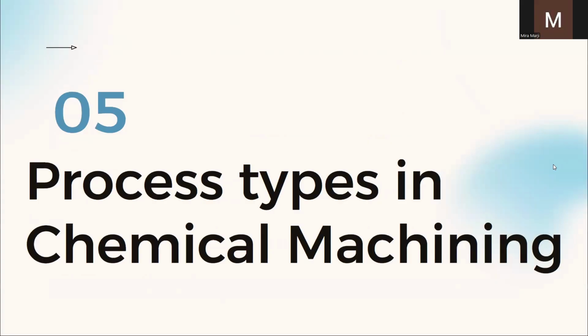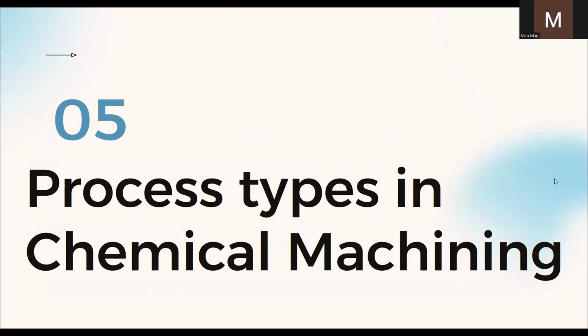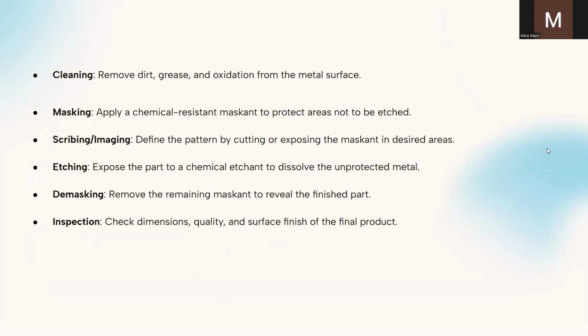Okay, so process types in chemical machining. There's cleaning, masking, scribing or imaging, etching, demasking, and inspection. Cleaning just basically means removing dirt, grease, and oxidation from the metal surface. Masking is applying a chemical resistant maskant to protect the areas not to be etched. Scribing or imaging is defining the pattern by cutting or exposing the maskant in desired areas.